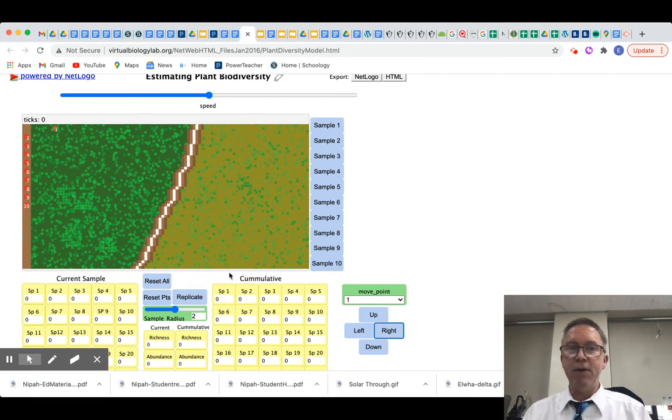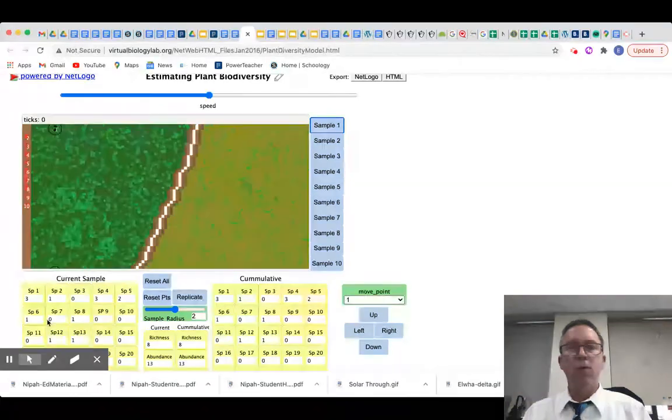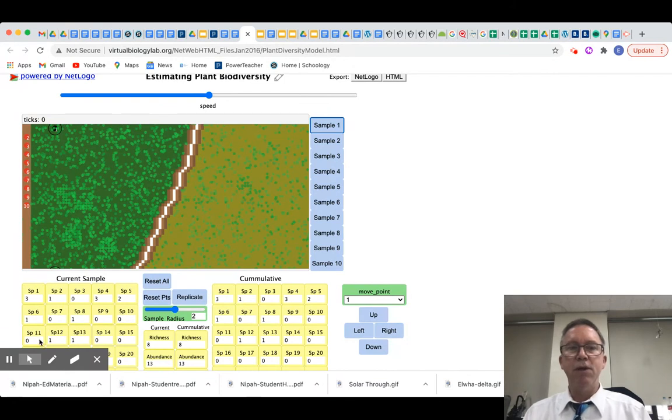Now I want to look down here at current sample and cumulative sample. When I hit sample 1, you'll notice I have the exact same values on both sides: 3, 1, 0, 3, 2, 1, 0, 1, 0, 0, 1, 1. My richness right now is 8, and the reason is that I have 8 different species: 1, 2, 3, 4, 5, 6, 7, 8. Okay, I have 8 species.